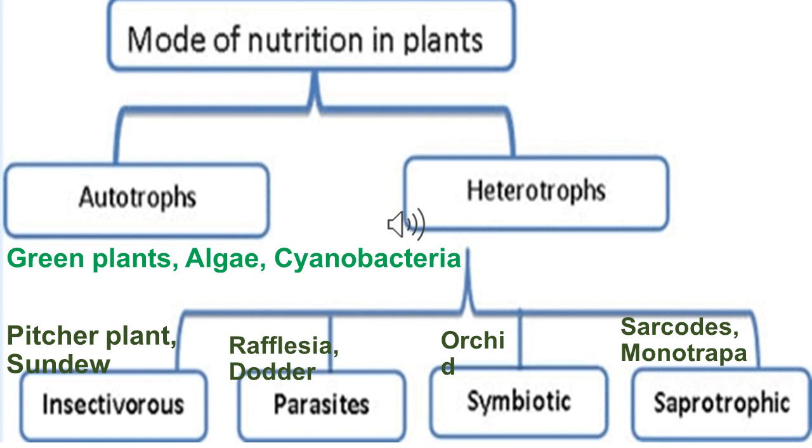The saprophytic plant. Example of saprophytic plant is Monotropa. Saprophytes absorb nutrition from dead decaying organisms. Symbiont plant. Orchid is the example of symbiont plant because it is helping in giving the nutrition.